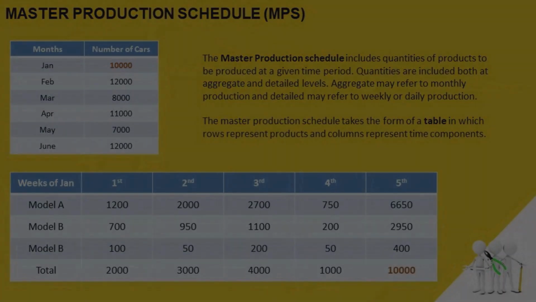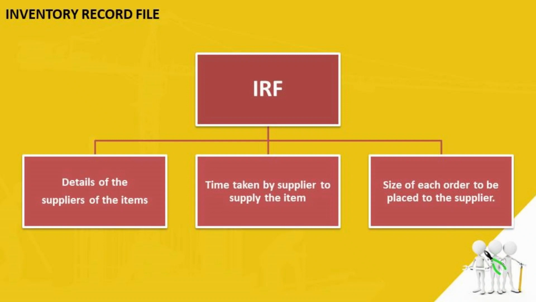Now we have the inventory record file. The inventory record file contains the status of all the items in the inventory. It includes scheduled receipts of units of items in that interval of time as a result of orders placed in the recent past with suppliers.